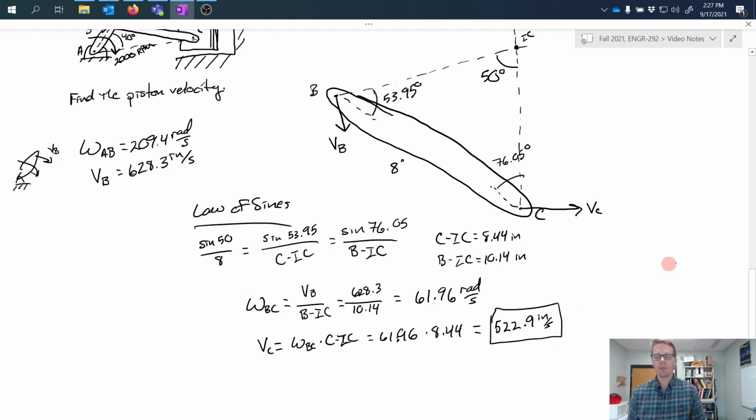Now, my number here is a very slight bit off from the previous time I solved this problem. Mostly that's just due to some rounding in my calculations. It's not off by very much. So using instantaneous centers, we were able to approach this problem in a slightly different way and get effectively the same answer.